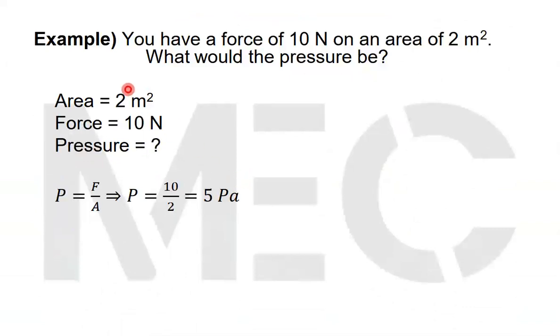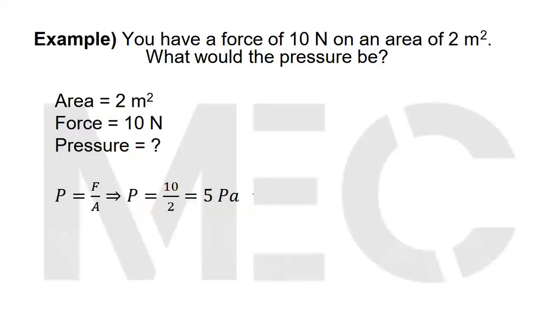This is an example. You have a force of 10 Newton on an area of 2 meters squared. What would the pressure be? So area is 2 meters squared. Force is 10 Newton. Pressure is force over area. So pressure is 10 over 2, which is 5 Pascal. Because both force and area are in SI units, no unit change is needed.